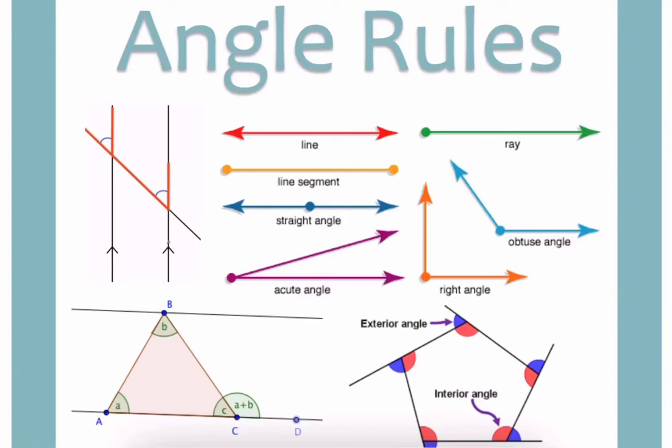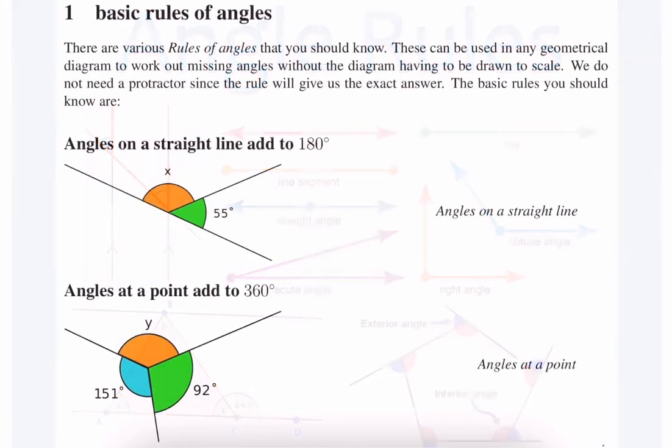Hello, my dear students. Today, we will study some angle properties. The first property we're going to study today is angles on a straight line add up to 180.